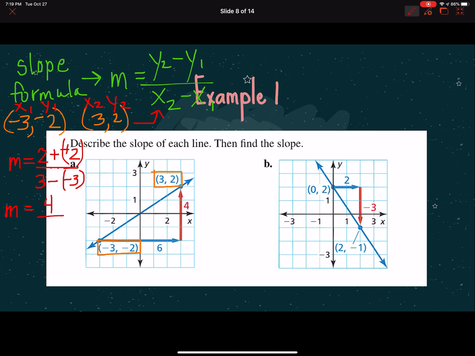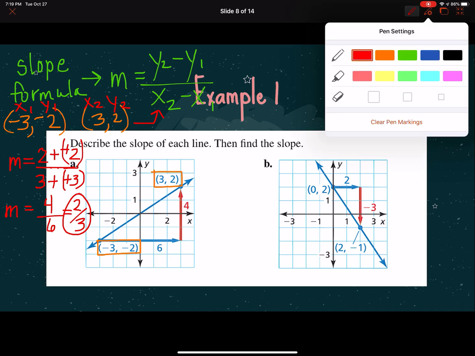And 3 subtract -3 translates to 3 plus +3, which is 6. Now, if you're doing this work in the calculator, it'll automatically simplify this for you to 2/3, which is what you need in slope. Slope must always be in simplest form. So another positive for using the calculator, it simplifies for you.